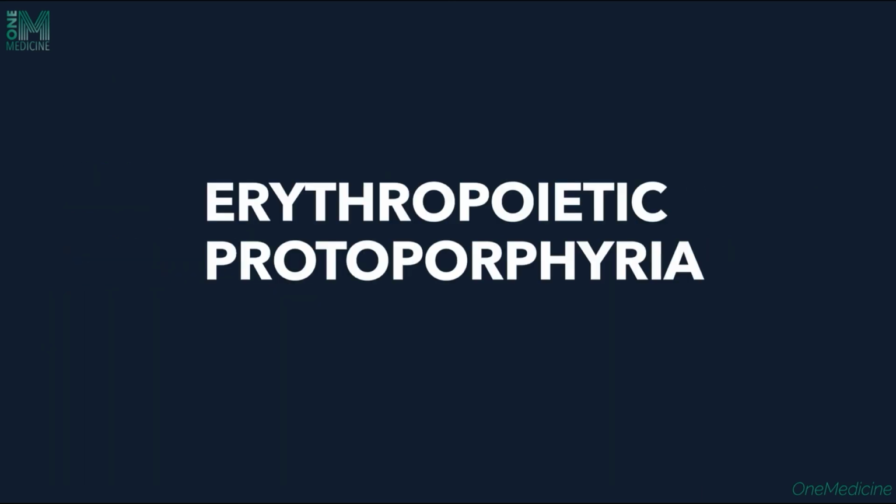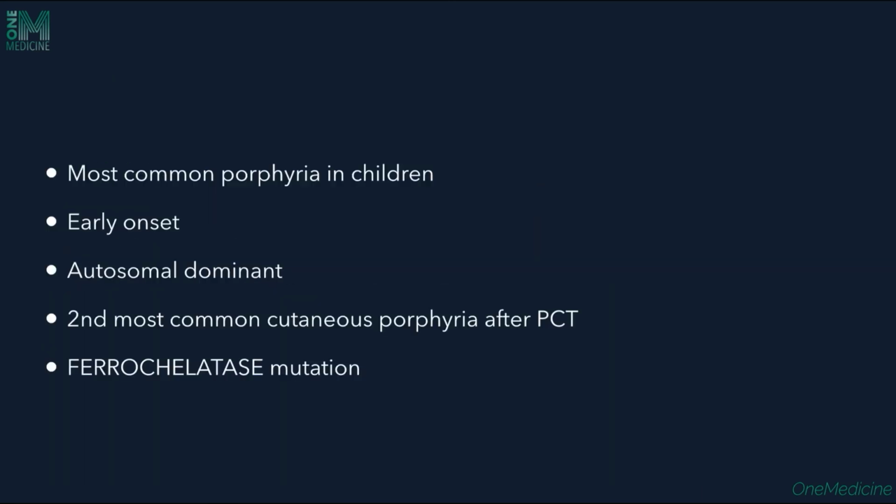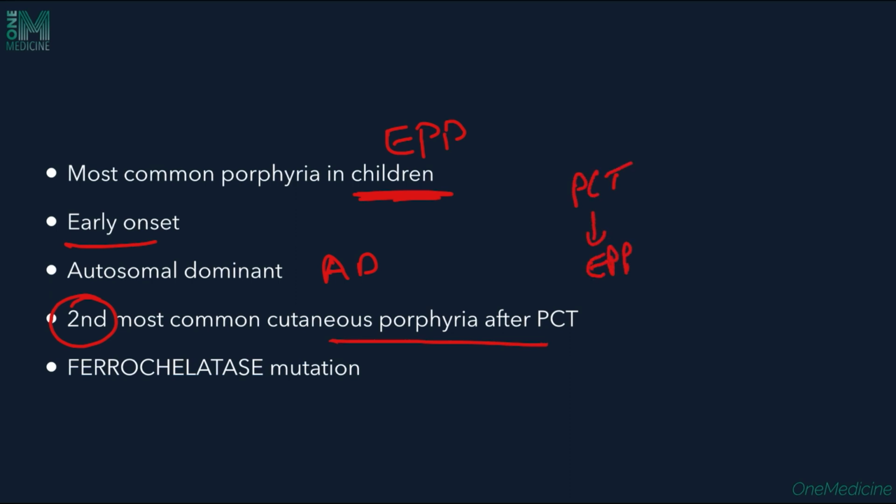Next, coming to erythropoietic protoporphyria. This is the most common porphyria seen in children. So children will have this erythropoietic protoporphyria, and it is of early onset, autosomal dominant. Congenital erythropoietic porphyria was autosomal recessive. This is autosomal dominant, which is also the second most common porphyria after PCT. PCT is the most common cutaneous porphyria. After that we have erythropoietic protoporphyria, which is the second most common.